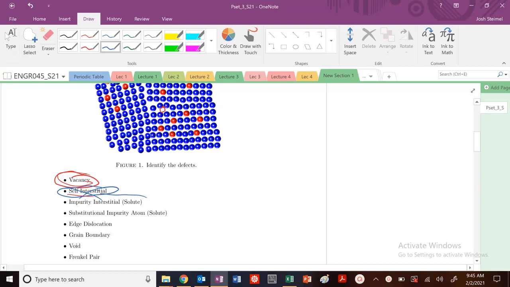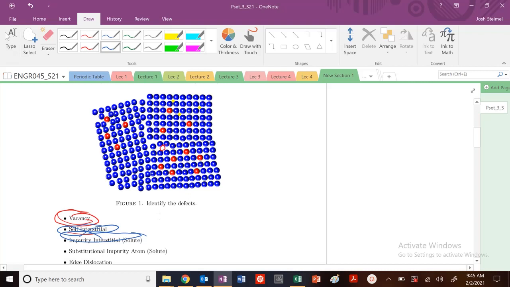Is there an impurity interstitial, some type of solute? Yes. Here is an impurity interstitial. Here is also an impurity interstitial. What about a substitutional impurity? Well, all of these red guys, they're all possible options.